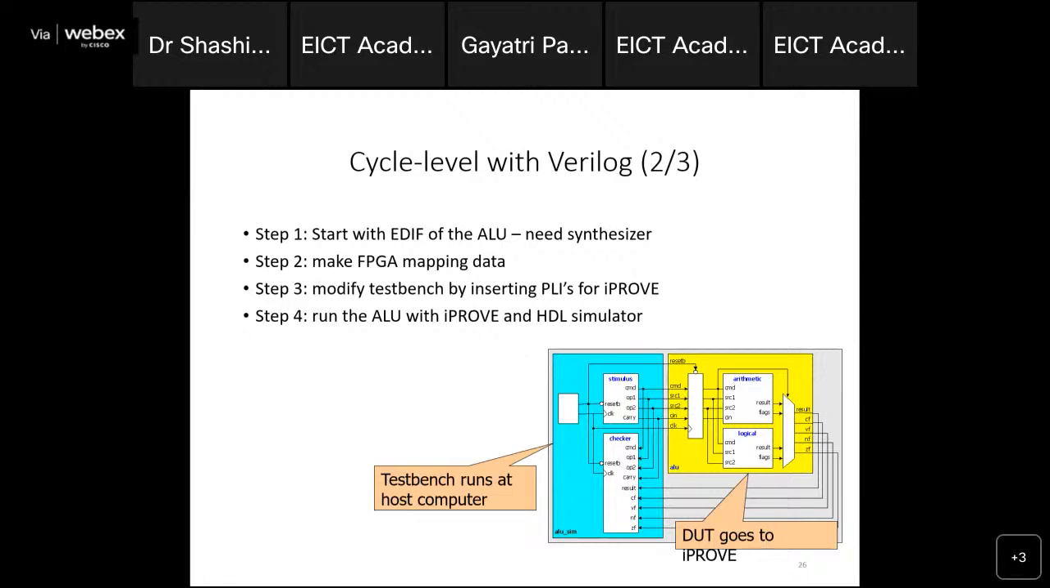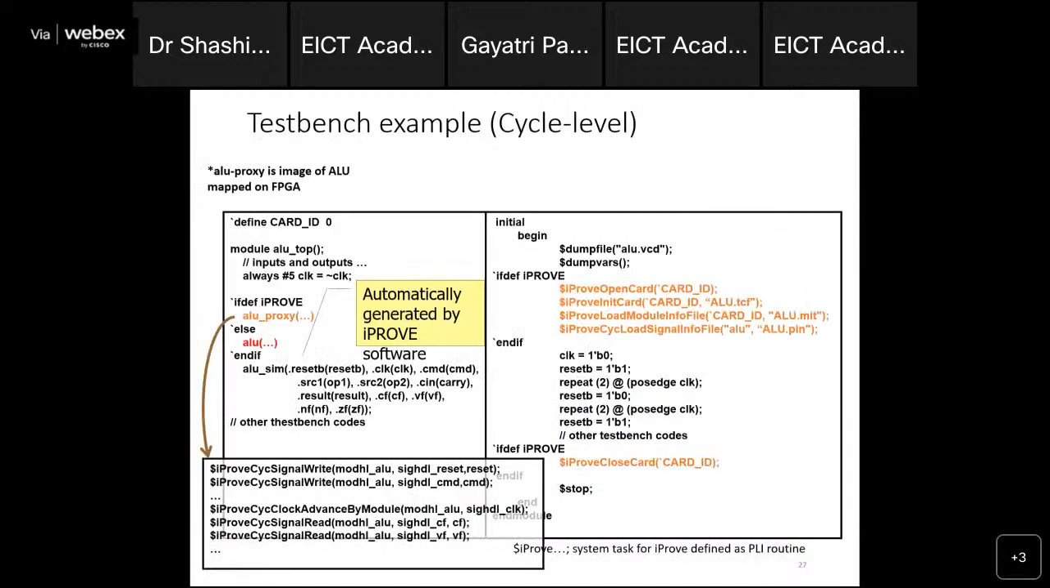Step 1, start with the EDIF of the ALU and use a synthesizer. Any synthesizer, so you synthesize this. The DUT goes with iPro, pulled onto the iPro, so make the FPGA mapping of this data. Modify the test bench by inserting the PLIs wherever you require, modifying them with respect to the given iPro values. Run the ALU with iPro and the HDL simulator, that is with a test bench. This is at the host computer, and this is at the iPro device. This is one simple cycle level test bench example. So the ALU proxy is an image of the ALU.